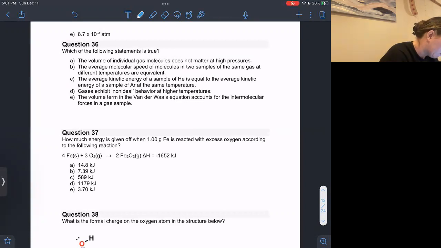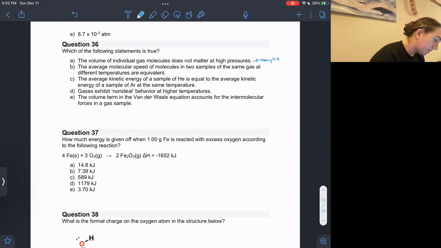At high pressures, this brings me back to the van der Waals equation. At high pressures, the molecules are going to be really close together, and so they might have some interactions. So I think volume might matter here. So this is a maybe. I'm going to see if I can prove the other ones wrong before I say it's going to be A.